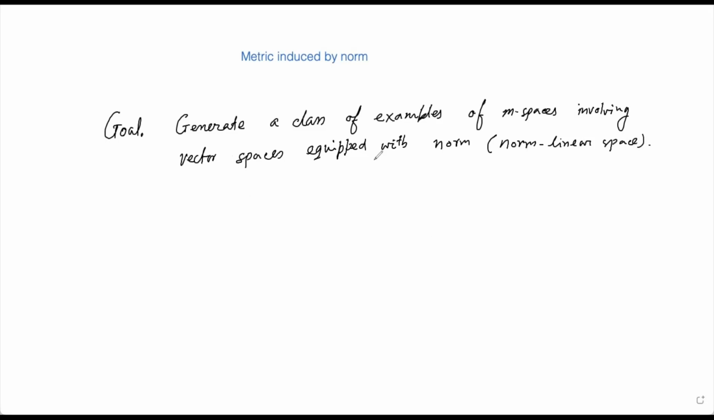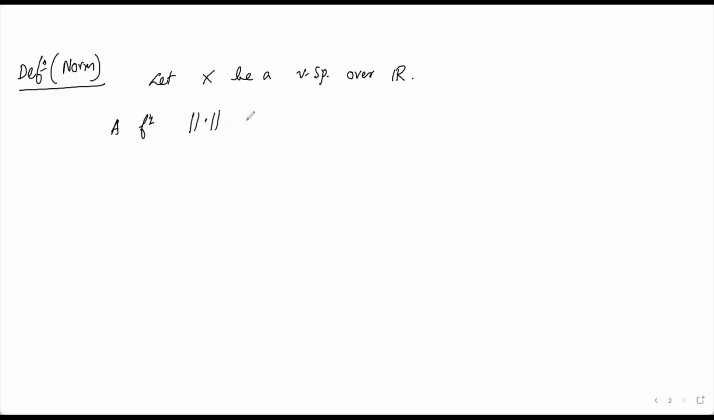Okay, so let us begin with the definition of norm. So here is the definition. Let X be a vector space over set of all reals. Then a function, the name of the function is denoted by this, and we read as norm. This is a function from X to set of all reals. This is called a norm if following conditions hold true.